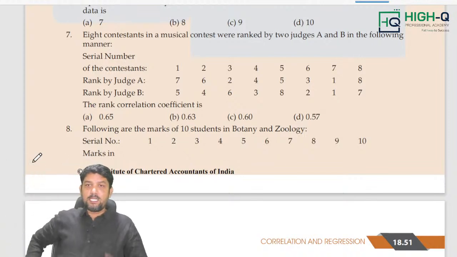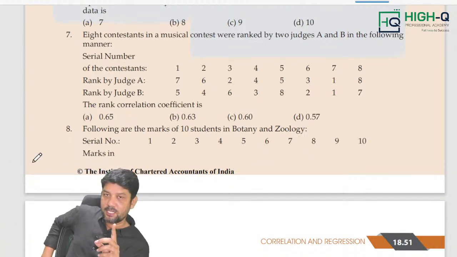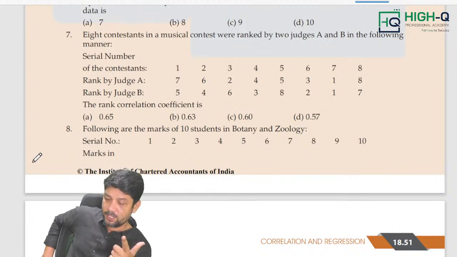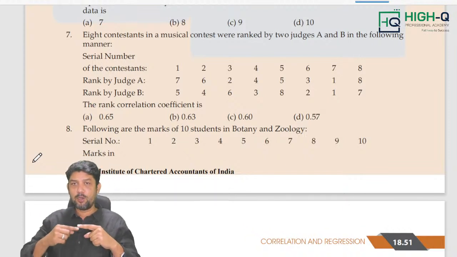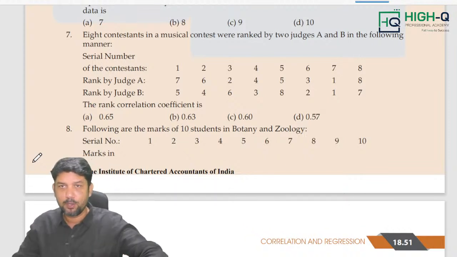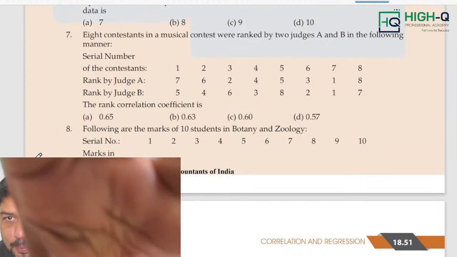So please remember, when it comes to central tendency and dispersion, two things you have to focus a lot. One is mean, other one is standard deviation. Mean and standard deviation, please do not ignore. Whatever problems we have got in mean and standard deviation, please prepare them.